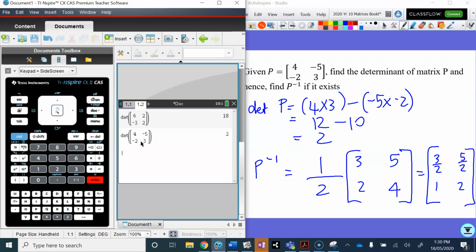Again, if you wanted to put in the matrix and find the inverse as well, the calculator obviously will do that. So you need to type in the matrix to the power of negative 1 and you'll see that same answer.